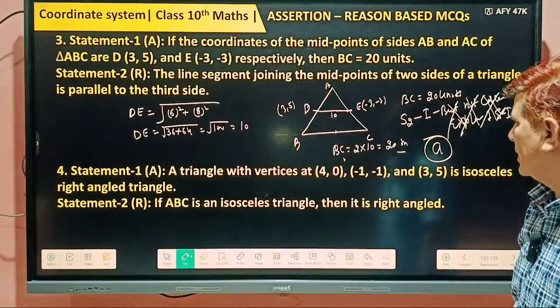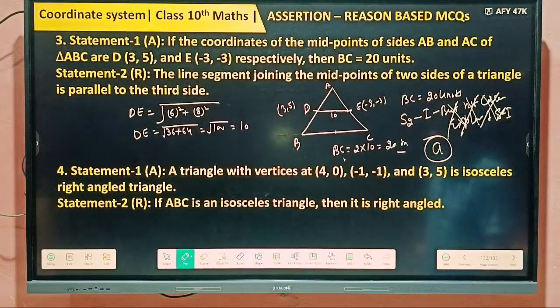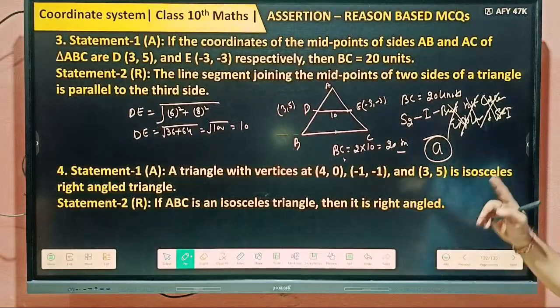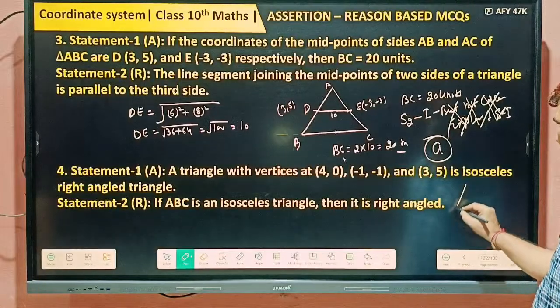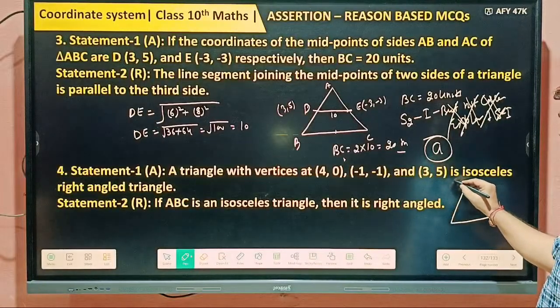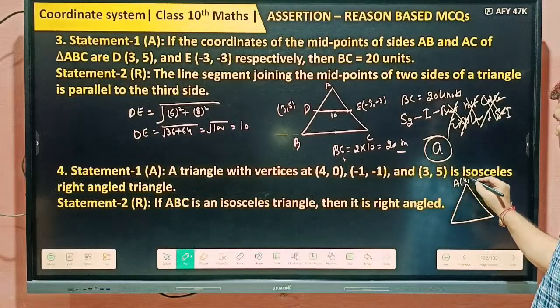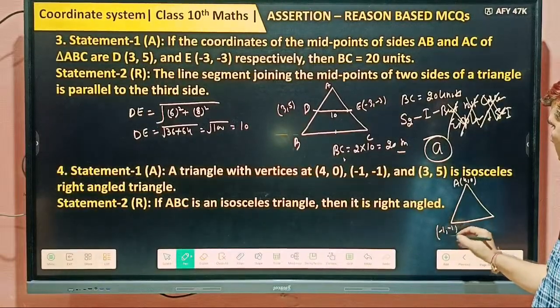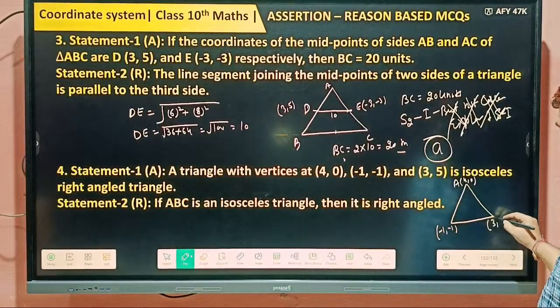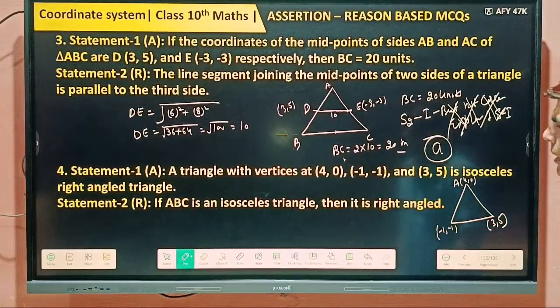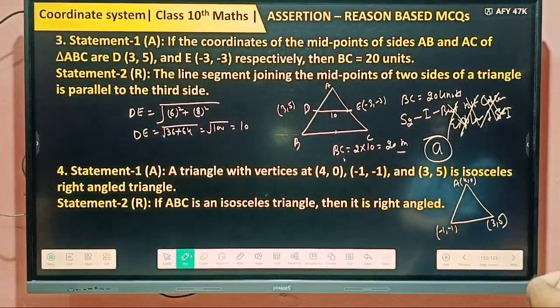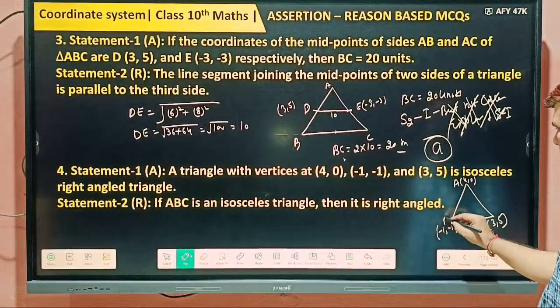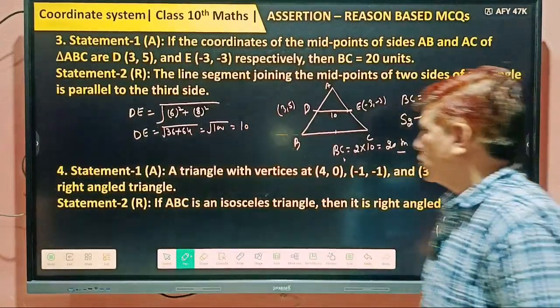A triangle with vertices, these, is an isosceles right angle triangle. What are its vertices? You can take A (4, 0), B (-1, -1), C (3, 5). A triangle with vertices 4 0, this and this, is an isosceles right angle triangle. So we can say this is B, this is C. So what's your AB?